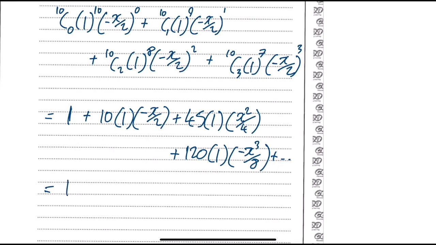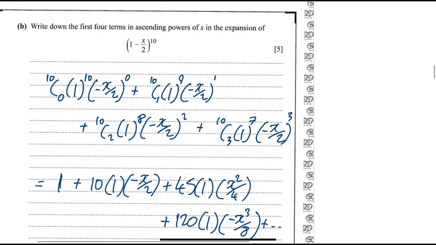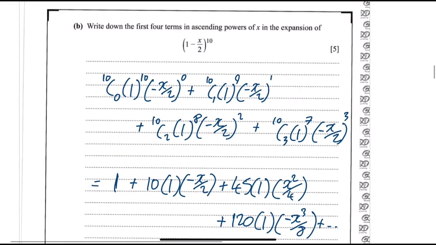So the first term is definitely just going to be 1. 10 times minus a half will be minus 5x. Then 45, well, actually, we'll just leave it as 45x squared over 4. I think that's as nice as anything. The next one will cancel down a wee bit. We have 120 over 8, which is just 15, and it's going to be minus 15x cubed. Have we done the answer to the question? First 4 terms, done it. Happy days.